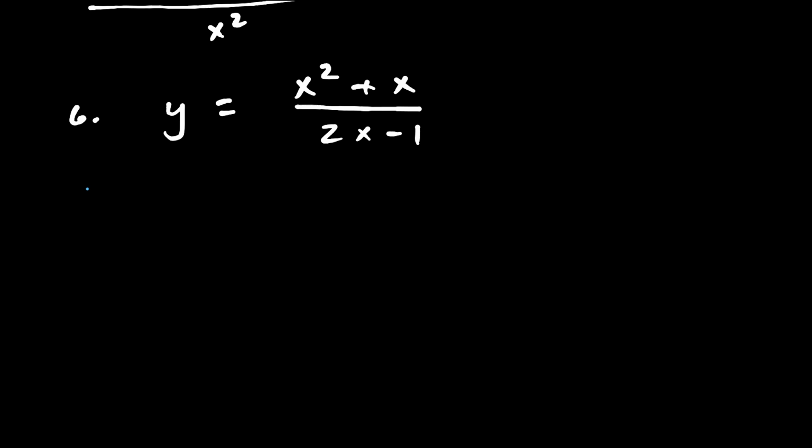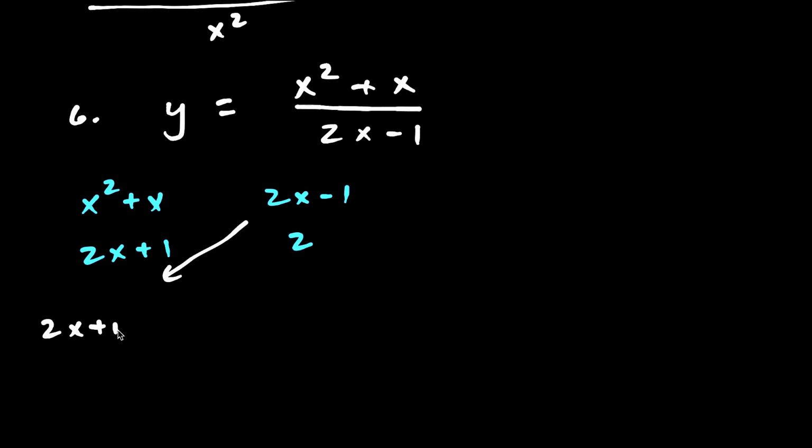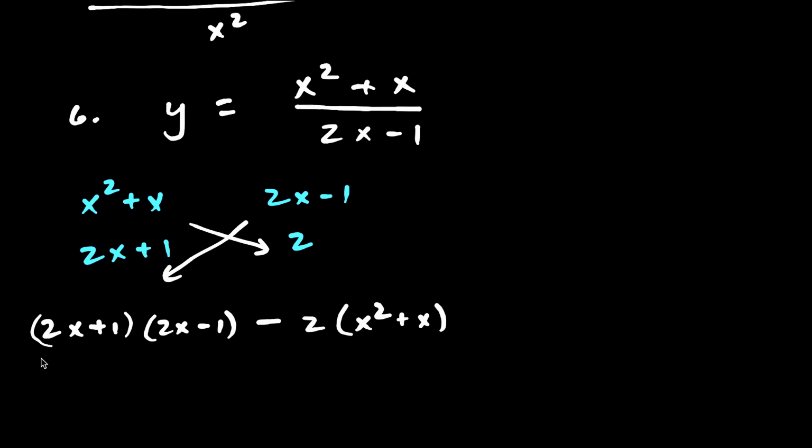So let's just go ahead and write that down here. Our top function is x squared plus x. Our bottom function is 2x minus 1. Now we're going to look at the derivatives right underneath. So we have 2x plus 1, and we have just 2. So we can go ahead and use our little cross multiply trick. So we're going to have 2x plus 1 times 2x minus 1. And then remember, we subtract, and we're going to have 2 times x squared plus x. And then all of this is going to be over the bottom squared, so we're going to have 2x minus 1 squared.